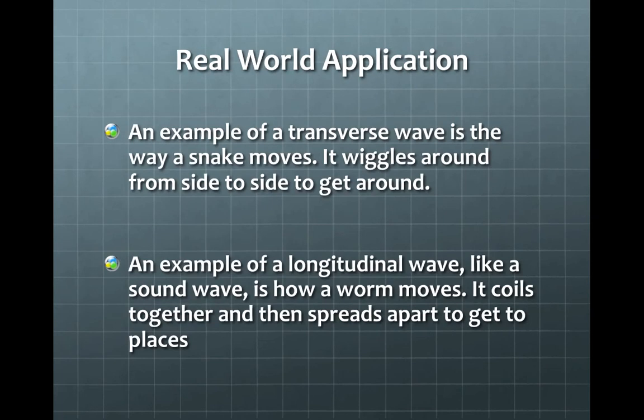Real-world applications. An example of a transverse wave, which would also look like a sound wave, is the way a snake moves. It wiggles from side to side to get around and to move. An example of a longitudinal wave, like a sound wave, is how a worm moves. It coils together and then spreads apart to get to places and to move around.